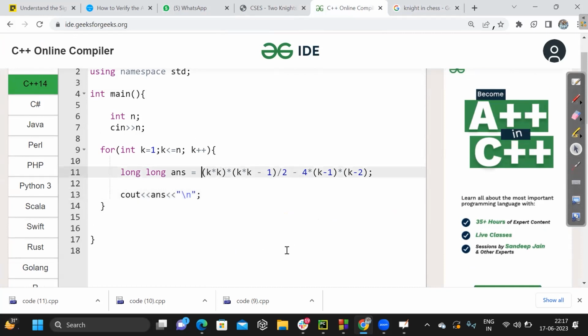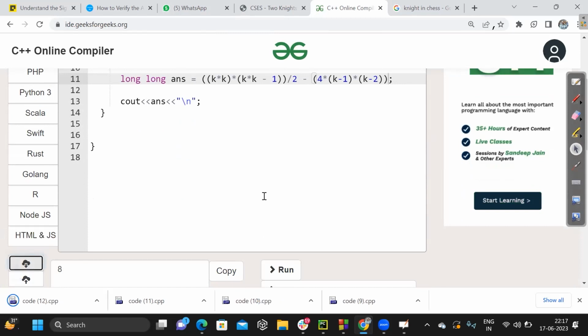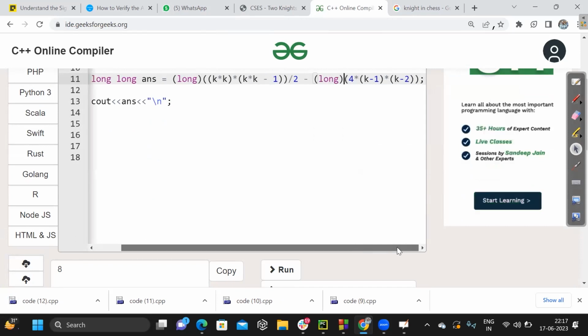Okay, I don't think there should be any problem here. Let us try converting these values to long as well. Let us try typecasting both of these values to long, because they may overflow, right? Both of them need to be typecasted to long. Let me try now.